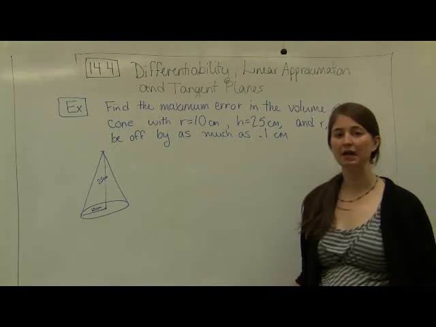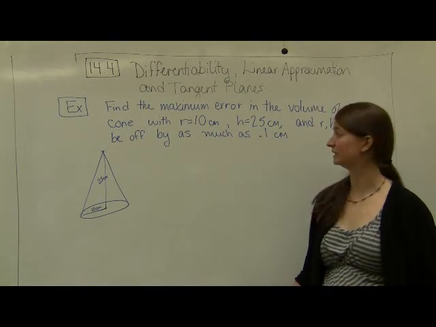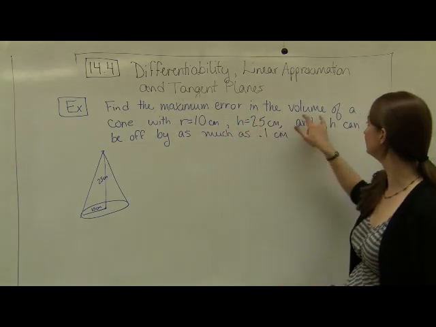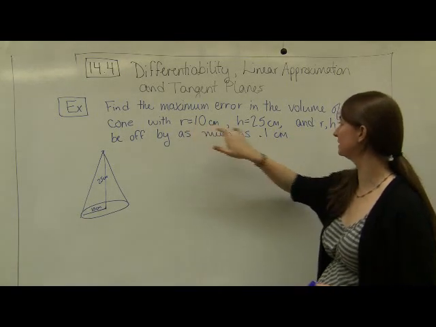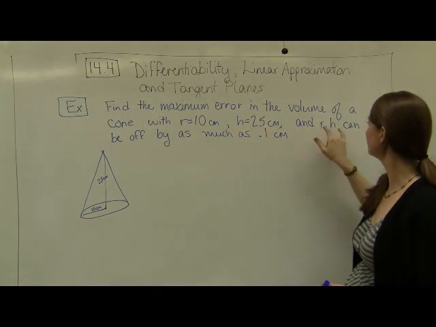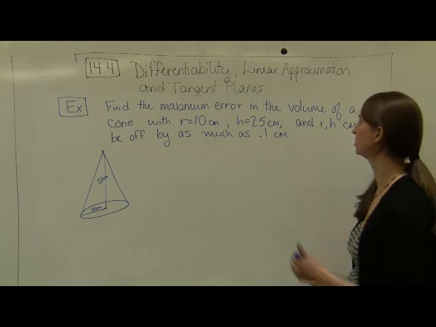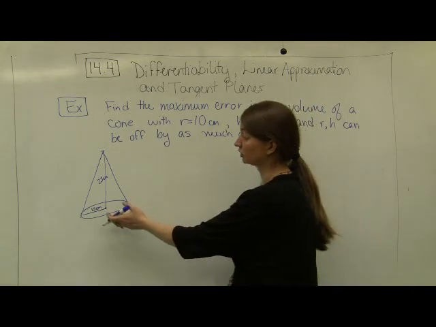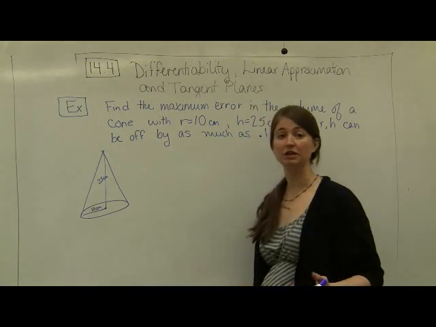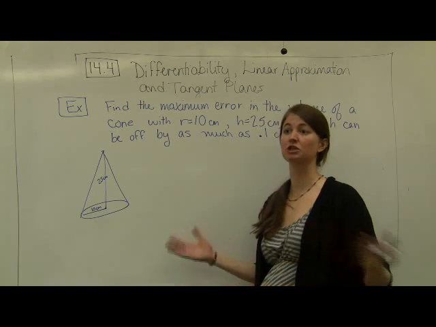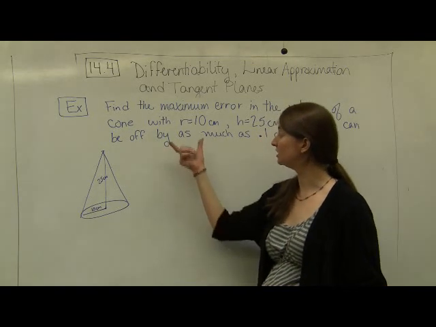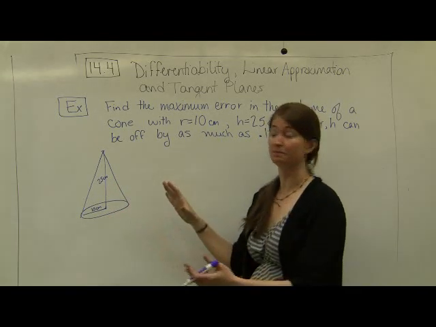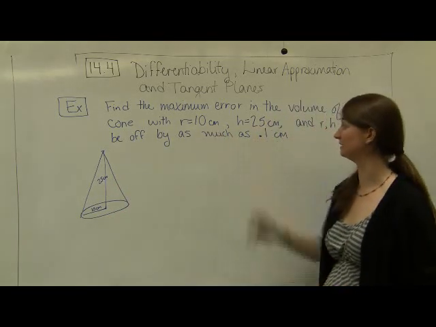So let's go ahead and apply our error approximation idea to an example. For this problem, we want to find the maximum error in the volume of a cone with radius 10 centimeters and height 25 centimeters, where my radius and height could be off by as much as 0.1 centimeter. This is something that you might actually want to know if you were a manufacturer of cones, and you would want to make sure that you have enough material to make the production amount that you want. You need to know what is the maximum amount that you could be off if we were sizing these cones bigger than exactly these dimensions.